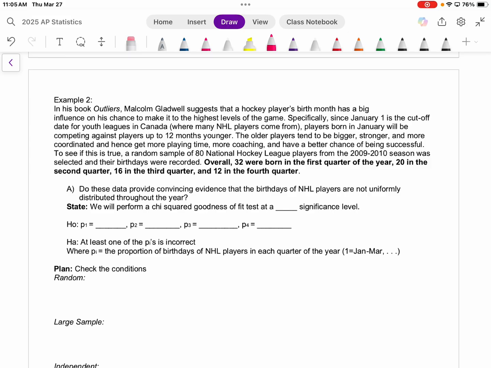To see if this is true, a random sample of 80 NHL players from the 2009-10 season were selected, and their birthdays were recorded. Overall, 32 were born in the first quarter, 20 in the second, 16 in the third, 12 in the fourth. Do these data provide convincing evidence that the birthdays of NHL players are not uniformly distributed throughout the year? Okay, so that's what they're saying, that it's not uniformly distributed. We will perform a chi-square goodness of fit test at a 0.05 significance level. That's the most common one, so that's what we're going to use.